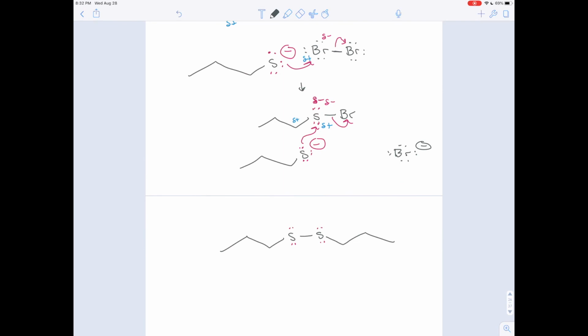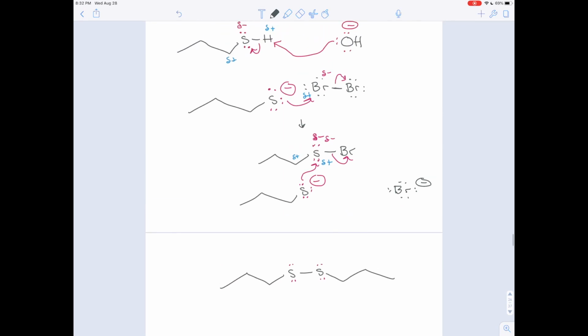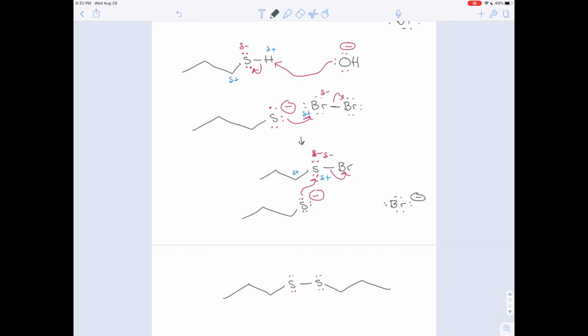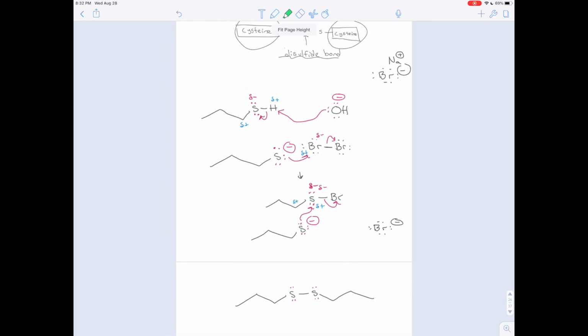So you don't have to be able to explain the whole biological application of this, but what you do want to be able to do is to draw this mechanism here. Notice that the R group, the carbon chain, didn't matter at all, and that's the only thing that'll change. So that's the only way that the exam question would be different from this.